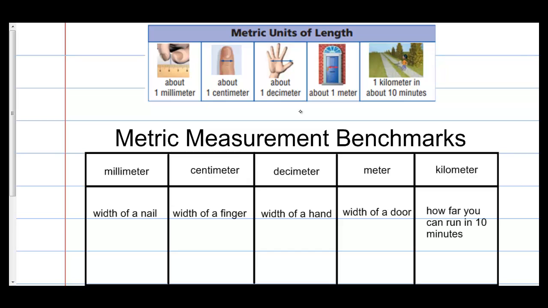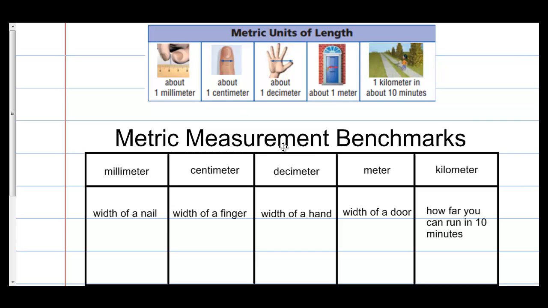Now these are called benchmarks. You may not be familiar with what a millimeter is, but you can use the width of a nail as a benchmark because you know what a nail looks like and you know that it's very tiny. Same thing here. You may not know exactly how big a centimeter is, but you know how wide your finger is. So your finger becomes a benchmark for these units of measurement.